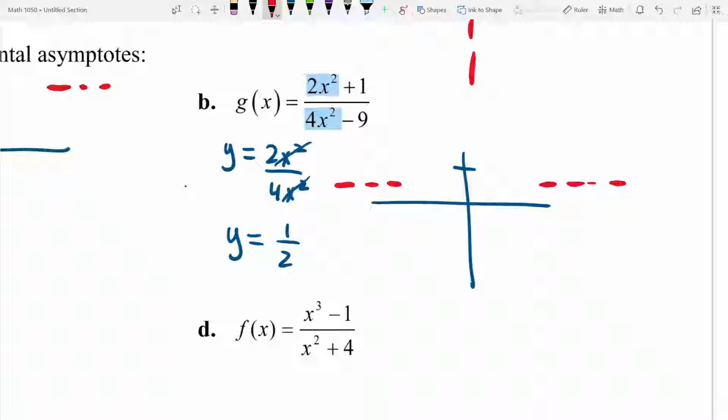Yes, sir. So what happens to the +1 and the -9? Do we just forget the... Okay, so I'm glad you said that. Every time I teach it, that's usually a comment.